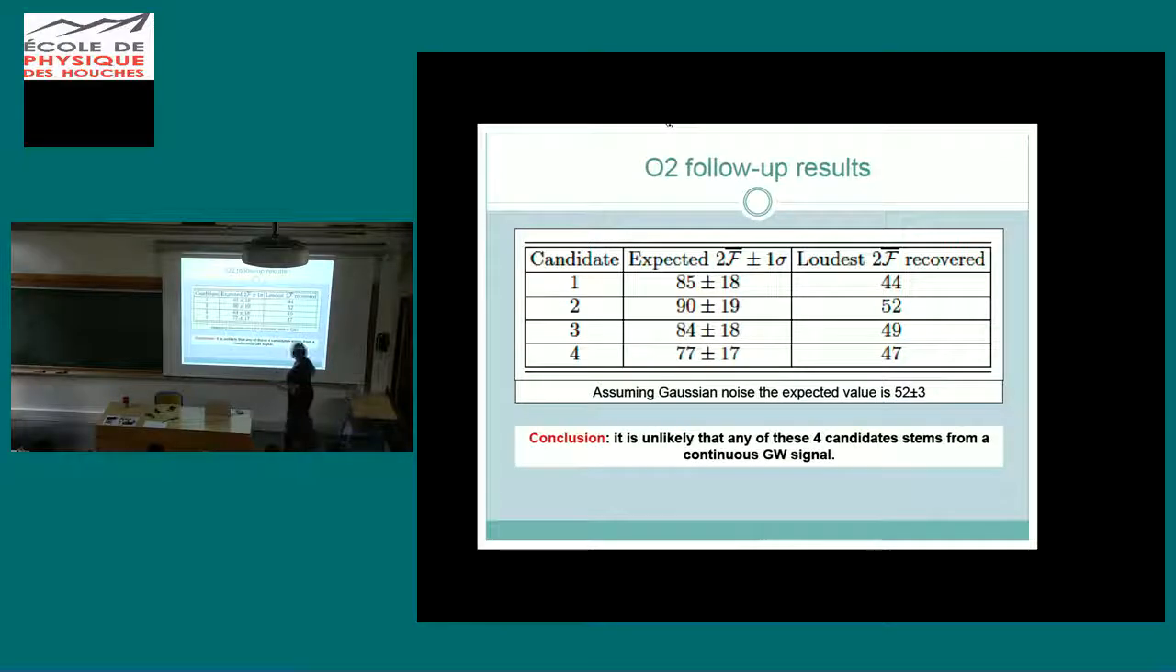For each candidate, we expected a value of 2F, plotted here with a certain variance, if it were due to a signal. This is the value that was recovered, and this is the value that was expected on that search if the candidate had been due to noise. And unfortunately, all of these candidates were ruled out.